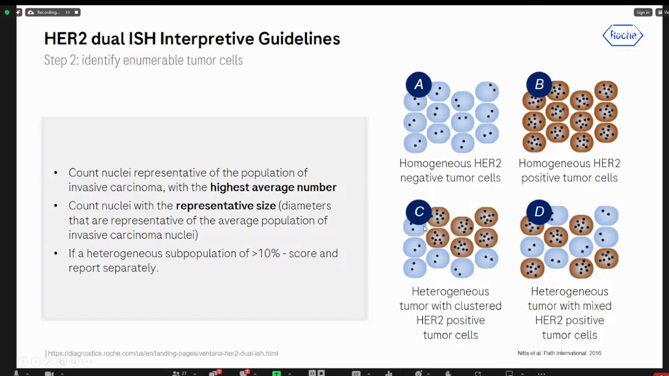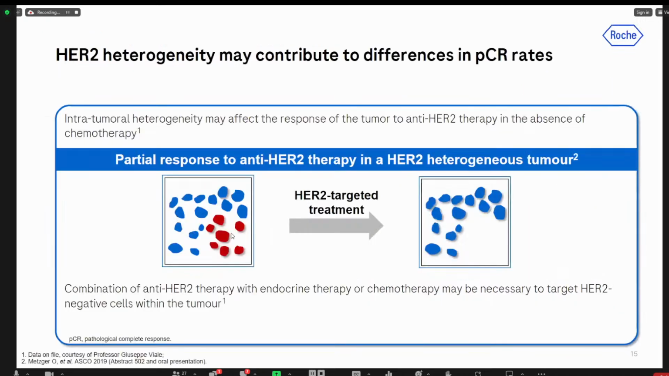But in addition, we have this heterogeneity, and it can be different types of heterogeneity. You can have clustered populations of HER2 positive tumor cells, and you can also have them mixed with non-amplified cells. That's why we select the highest average number, because we want to capture heterogeneous cases, as they can also benefit from treatment. If this heterogeneous subpopulation is more than 10%, from clinical information we think that they can benefit enough. If it's less, it becomes both harder to identify them, and we know less about how they behave on treatment.